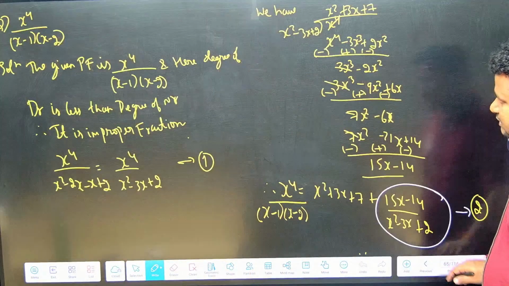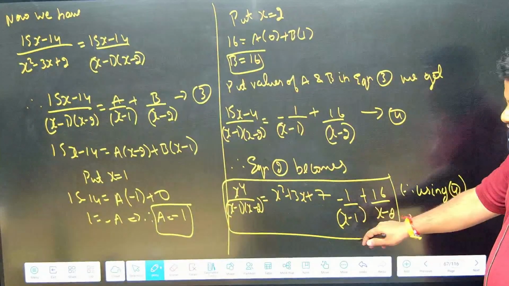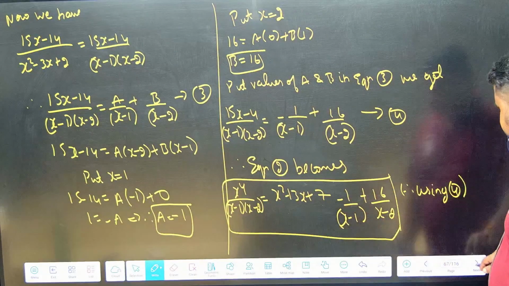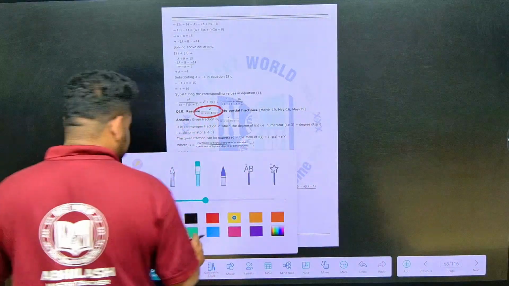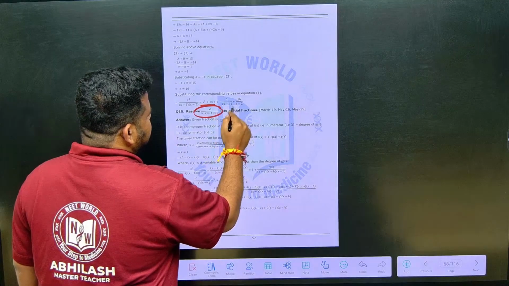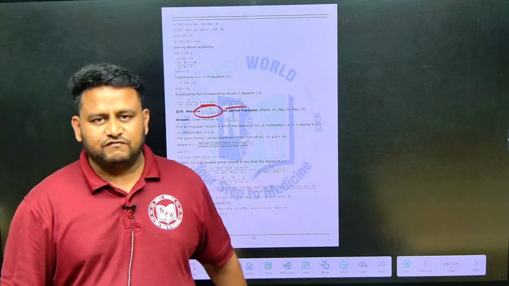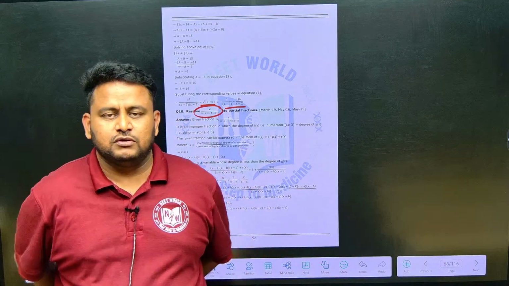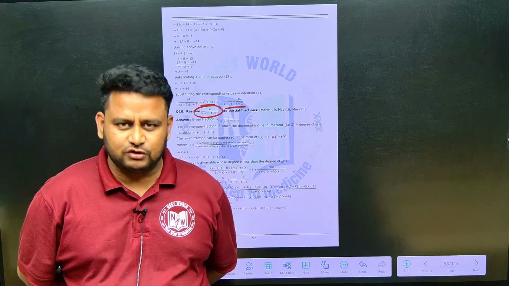Let us look at the answer that is there in the book. So observe here, this is the answer we got, let us verify from the book. See here also we got the same answer: x square plus 3x plus 7 minus 1 by x minus 1 plus 16 by x minus 2. Clear? So we have done almost 5 to 6 questions from partial fraction. This is more than enough for you to solve all the questions that are coming from SAQs pertaining to partial fraction, friends.